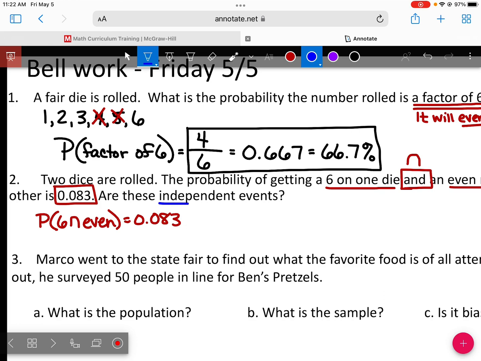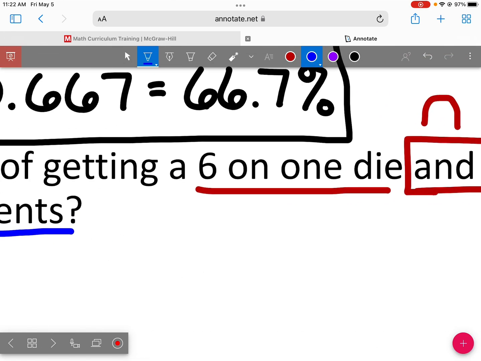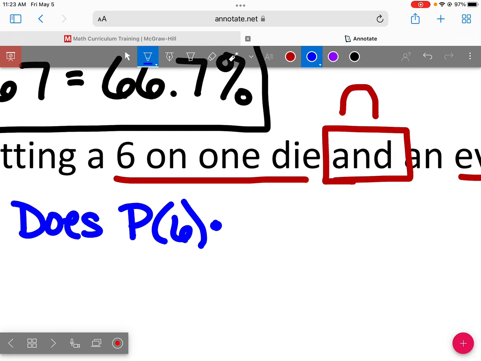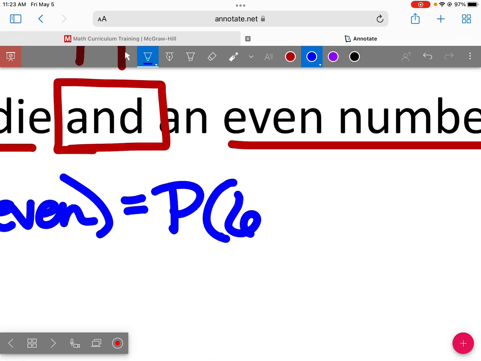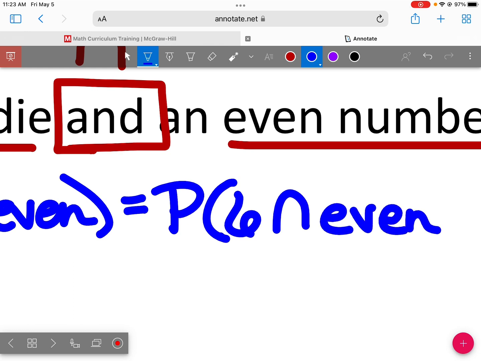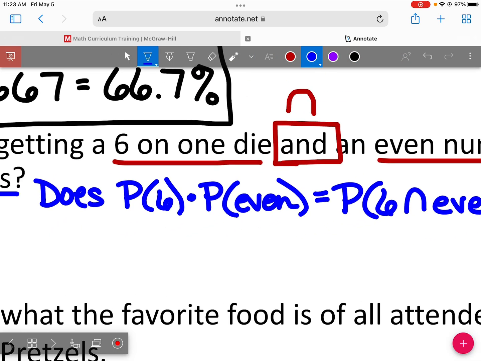We want to know, are these independent events? So I'm going to ask myself, does the probability of rolling a 6 on a die times the probability of getting an even number on a roll equal the probability of getting a 6 and an even number? We know this number. They gave that to us right there. What's the probability that if I roll a die one time, it lands on 6? 1/6.